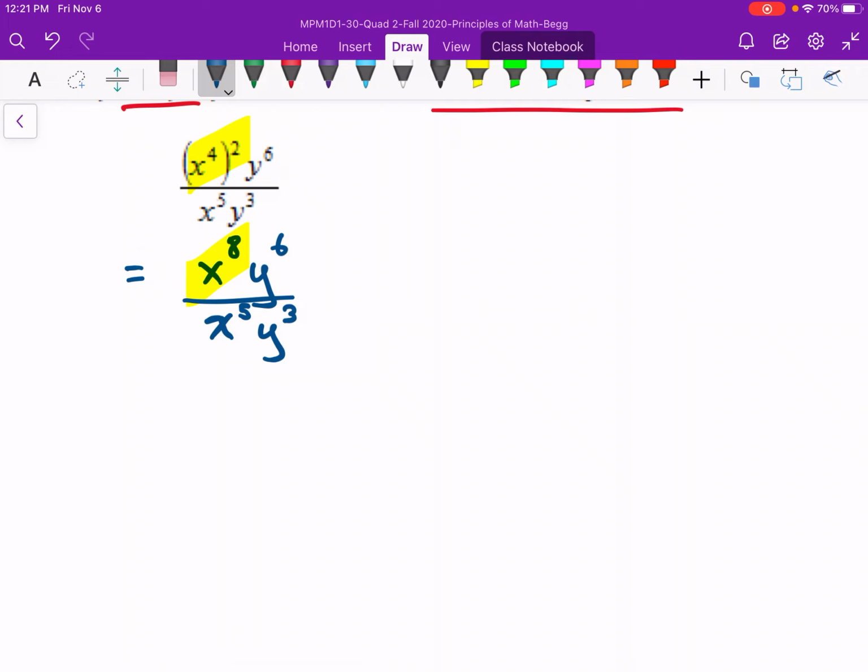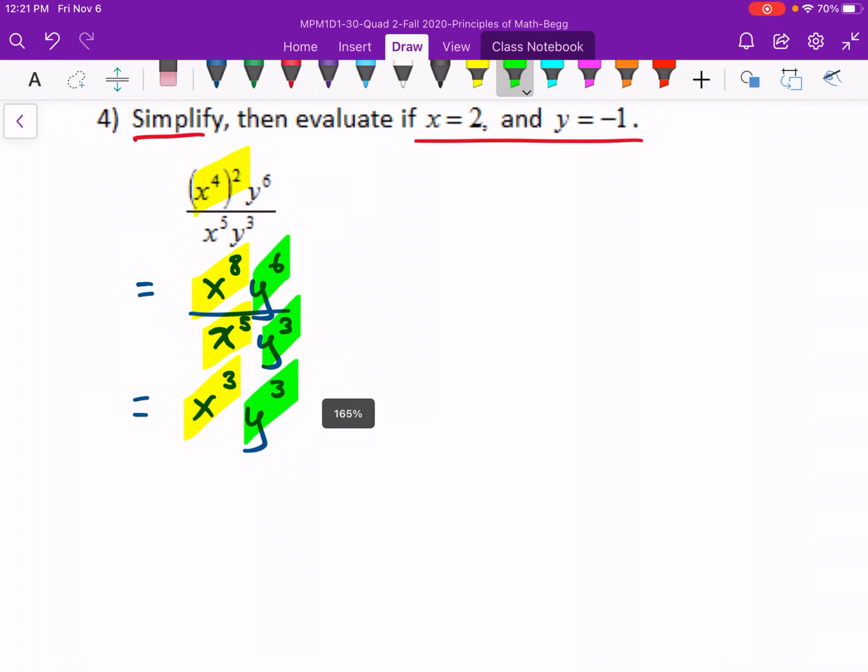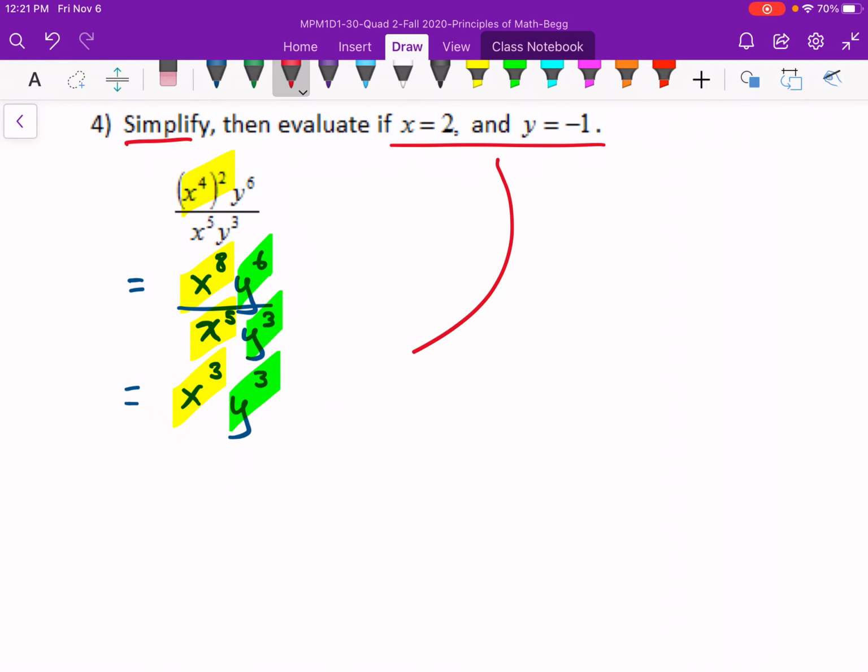Now I've got 2 different variables here with different bases. So if I do the x's in yellow and the y's in green, and then we're dividing x to the 8 by x to the 5, we're going to get x to the 3, aren't we? We're going to subtract our exponents. And y to the 6 divided by y to the 3, again I'm going to subtract my exponents. So that's simplified.